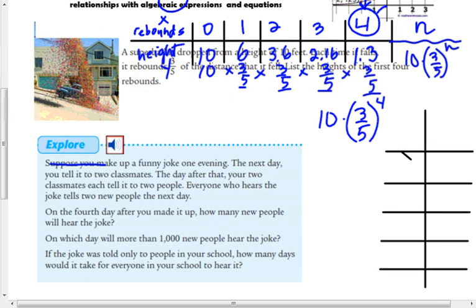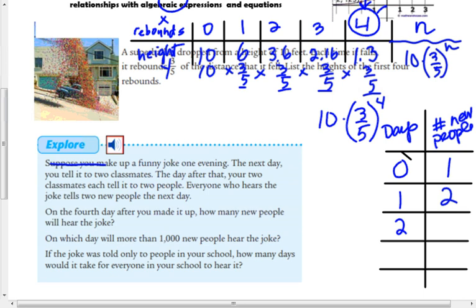All right. So we have the days. This is days after we told the joke, and then this is the number of new people who heard the joke. On the 0th day, that's when you made up the joke. One person heard that, and that was yourself. On the first day, you told that to 2 new people. So there's 2 more. Now this is new people, not the total. You'd have to add up all these to get the total.